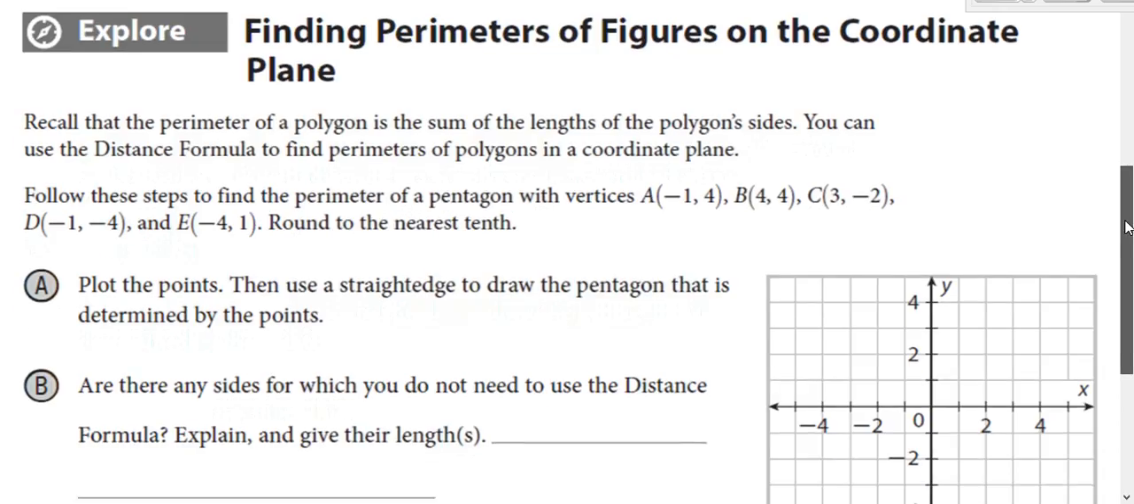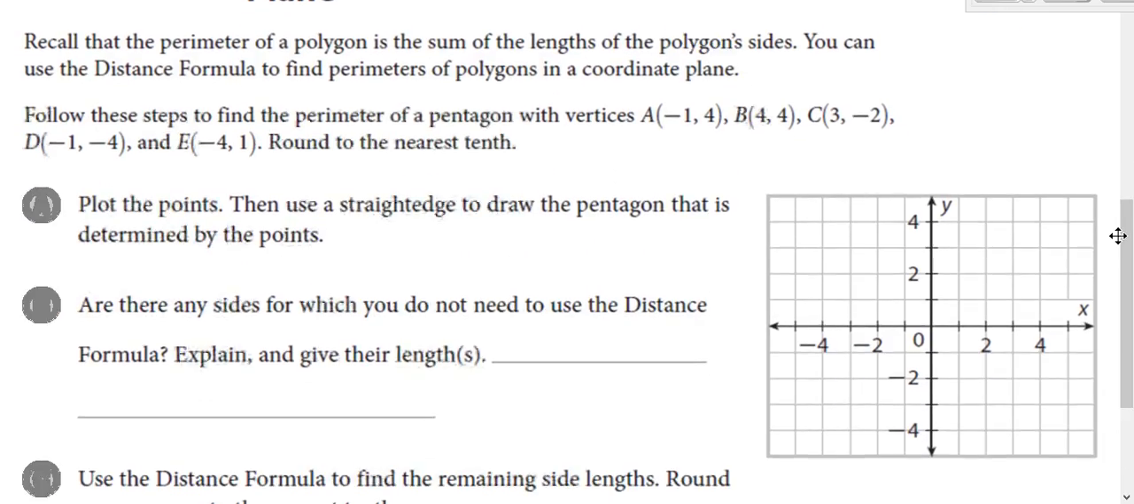So take a look at this example here. So sum of the lengths of the polygon sides, you can use the distance formula to find the perimeter in the coordinate plane. So here's our points. We can go ahead and plot them out first. -1, 4. 4, 4. 3, -2. And -1, -4. And -4, 1.